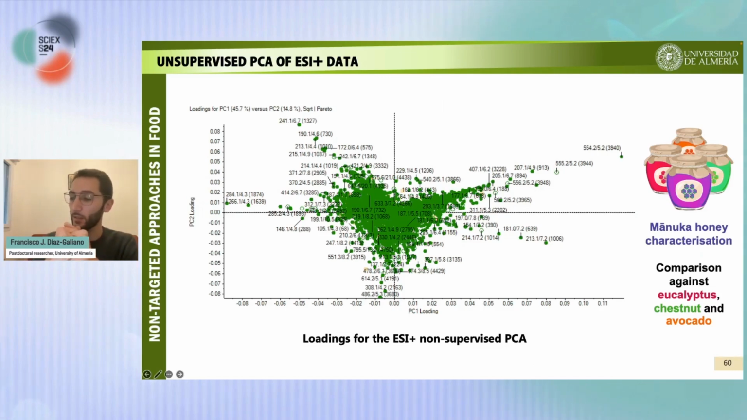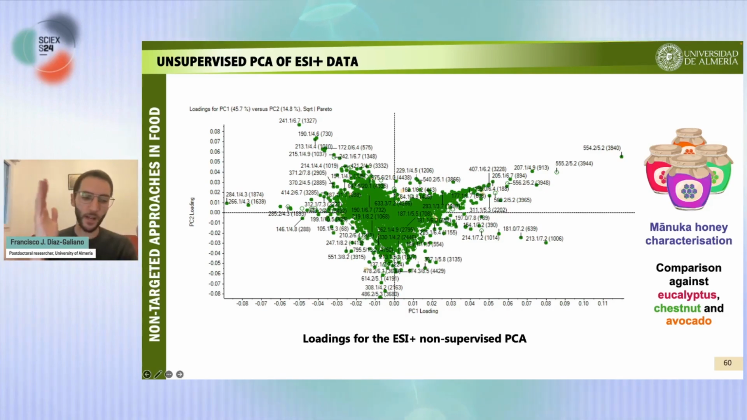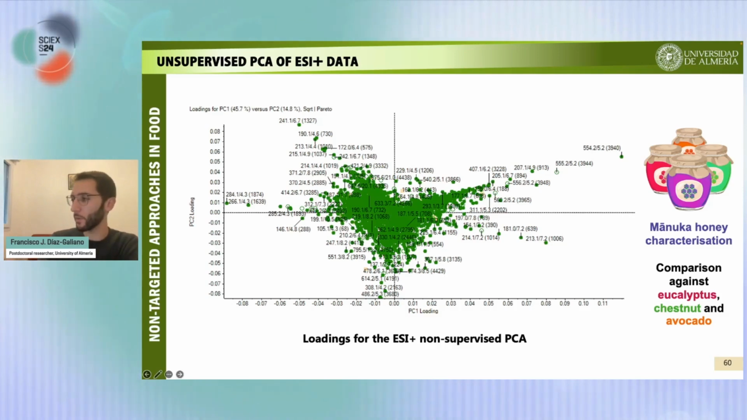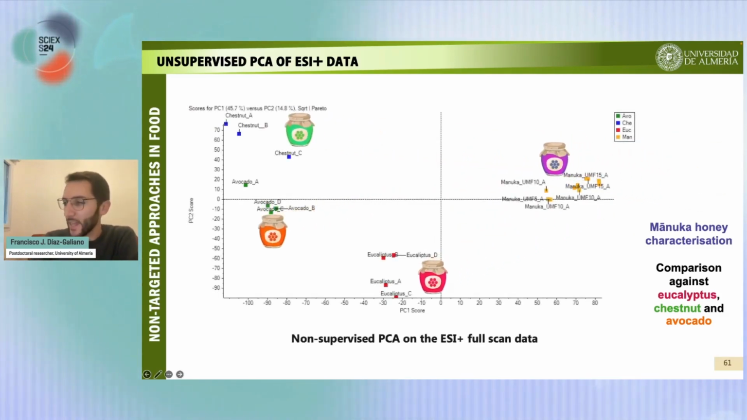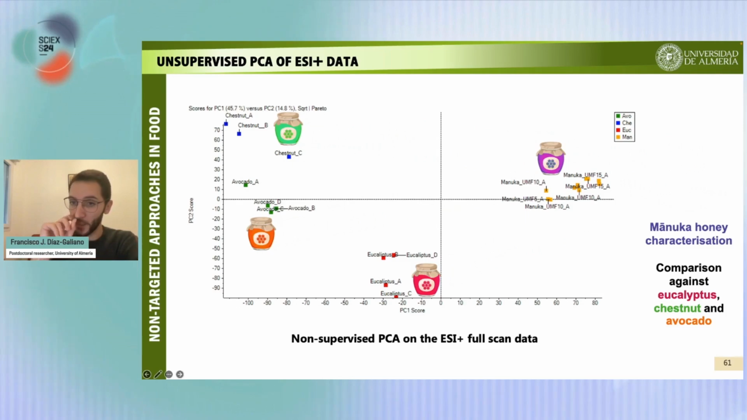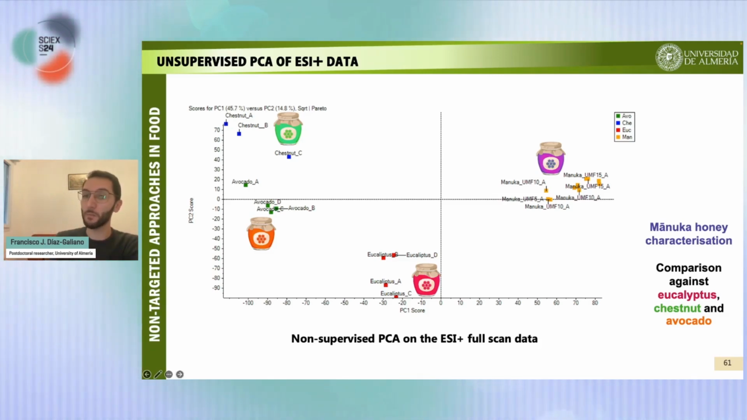What I'm showing here are the loadings of the non-supervised principal component analysis. That is the principal component analysis built using all detected features, all detected ions. Their distribution on the graph corresponds to the weight on each principal component. Observing the PCA itself, not the loadings, we can see how even in this non-supervised PCA, Manuka honey is clearly different from the 3 honey types that we selected for the initial study, which were eucalyptus, chestnut, and avocado. And I forgot to mention that this part of the work was done on MarkerView software.